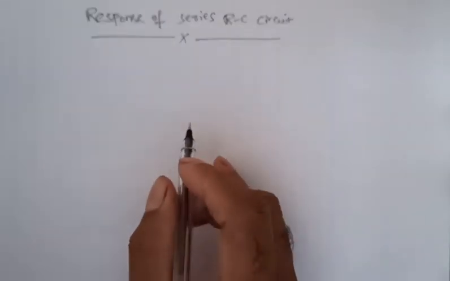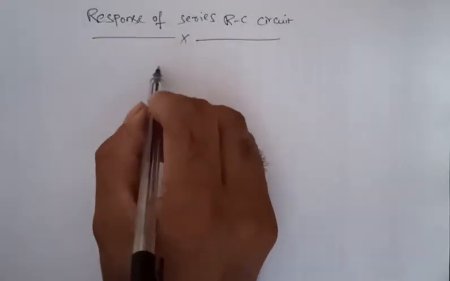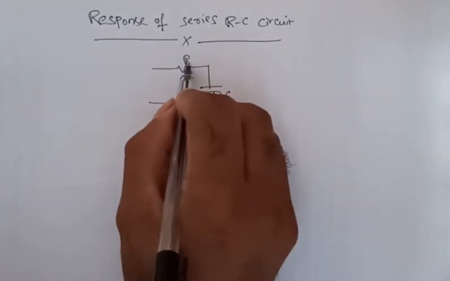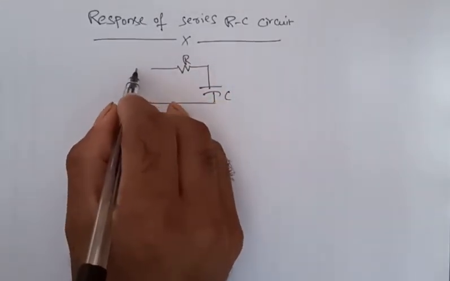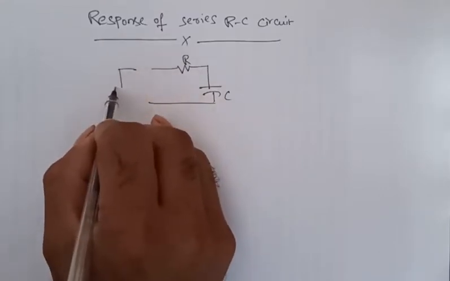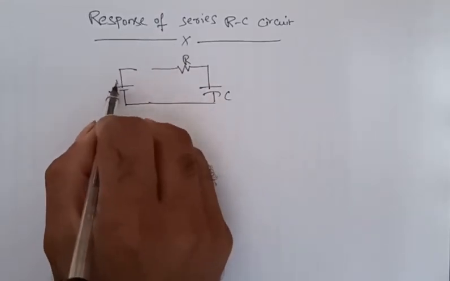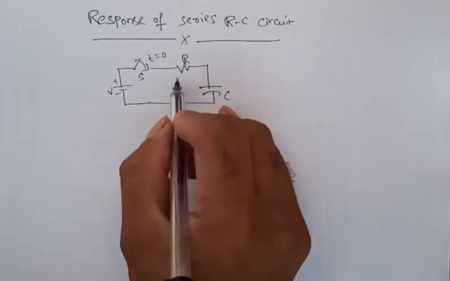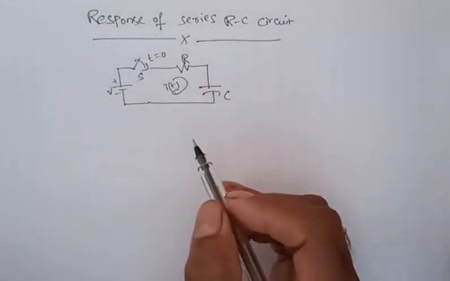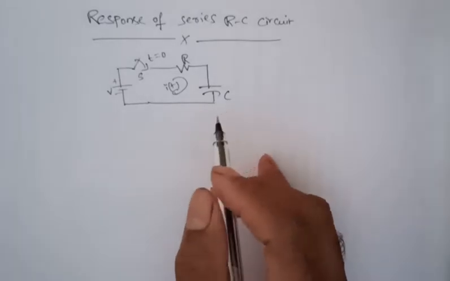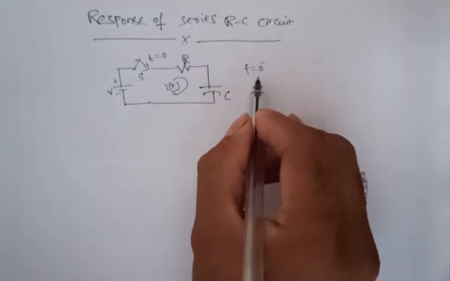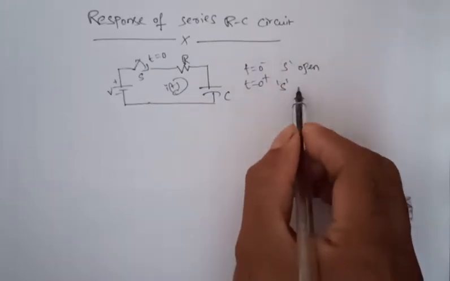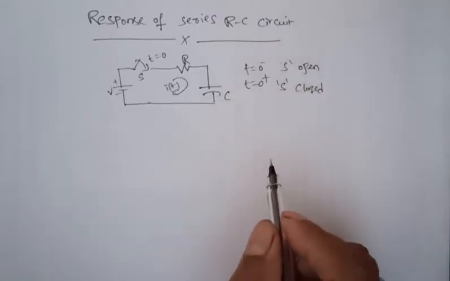So let us consider one circuit having resistor and capacitor. These two are connected in series, and through one switch these two elements are connected to one DC power supply. Let us assume the switch is operating at t equal to 0, means the switch S is open at t equal to 0 minus. These are called as initial conditions. Switch S is open. At t equal to 0 plus, switch S is closed.